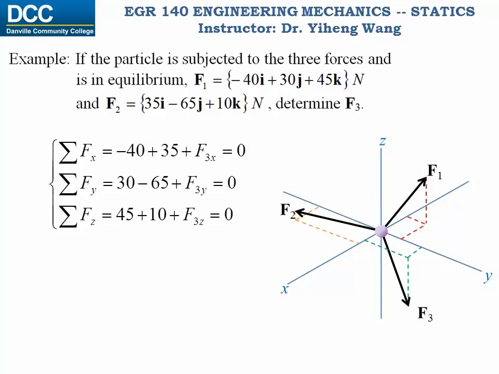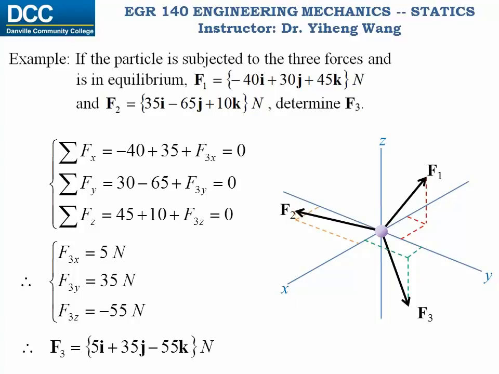Then, into these equations, we can fill in the known information, which includes the x, y, and z components of forces F1 and F2. The unknown parameters are the x, y, and z components of force F3. But since we have three equations, we can solve for all three unknowns. And eventually, we can express F3 in its Cartesian vector form as well. Of course, this is a very straightforward example, and in many of the practice problems, there could be other kinds of unknowns, but the problem-solving method will be similar.